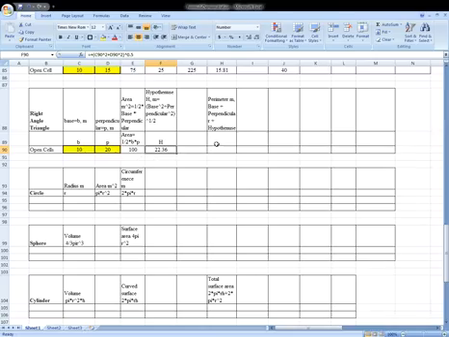So what is the perimeter? Perimeter is base plus perpendicular plus hypotenuse. Base is 10 plus perpendicular is 20 plus hypotenuse is this. So we got all three results from this. That's a right triangle, base is B, perpendicular is P, and H is hypotenuse.